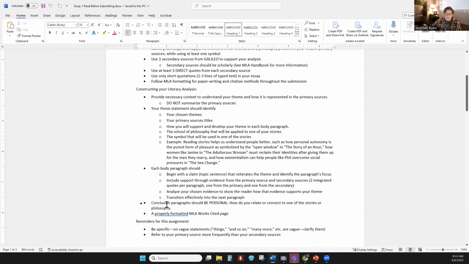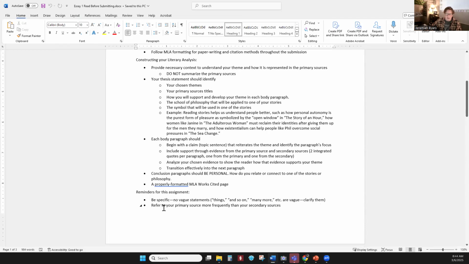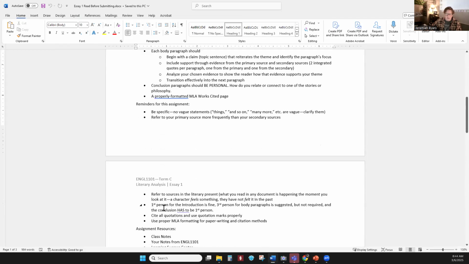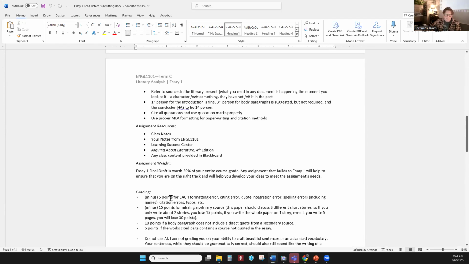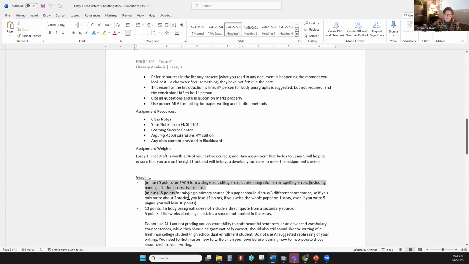And if you left things out, then I took points off. 5 points generally. Sometimes it wasn't always just 5 points. Sometimes it was less than that, but for some things, it's more. So here, this is sort of a general guide: 5 points for each formatting error, citing error, quote integration error, spelling error, citation error, or typo. 15 points for missing a primary source, which actually no one lost any of those points. But people did lose this one.